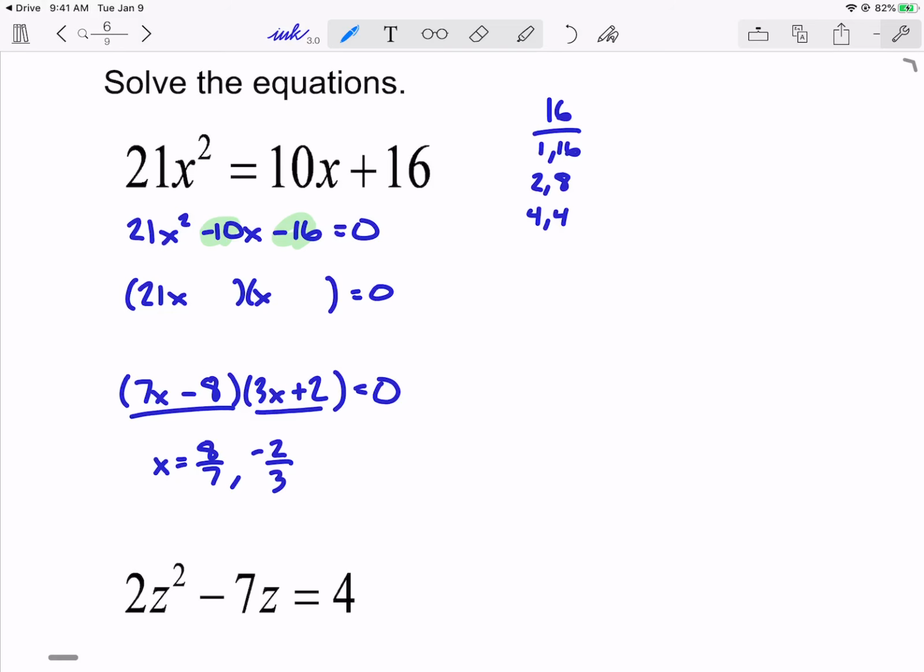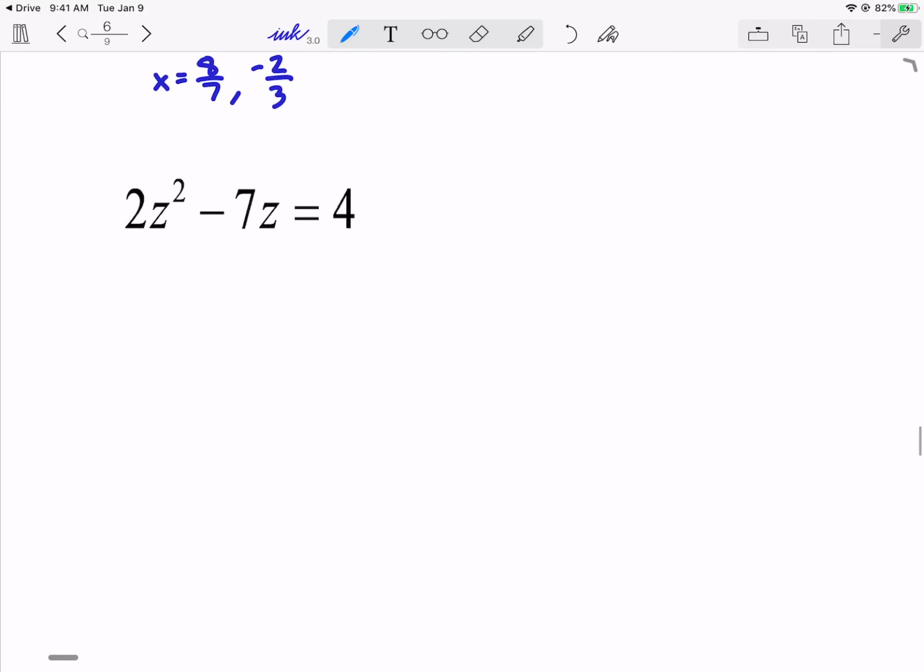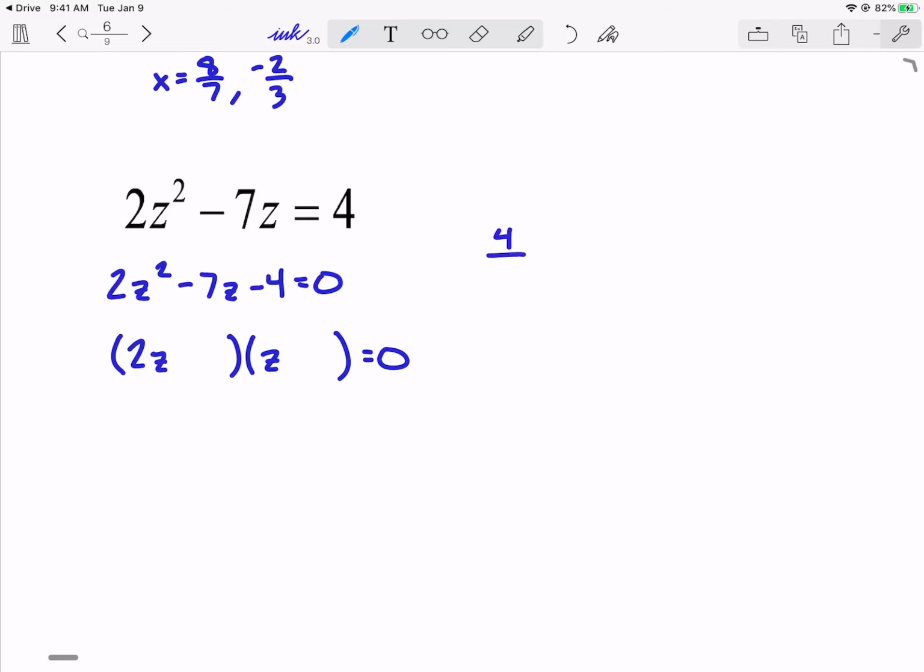Okay. Last one on this sheet. Going to subtract the 4 to move it to the left. Which then gives me 0 on the right. This is a nice one because I know it can only factor into 2z and z. Think of my factor pairs of 4, 1 and 4, 2 and 2. Since my coefficients on z have a difference of 1, well, first of all, I know I want to multiply to make a negative 4, so they both got to be positive.